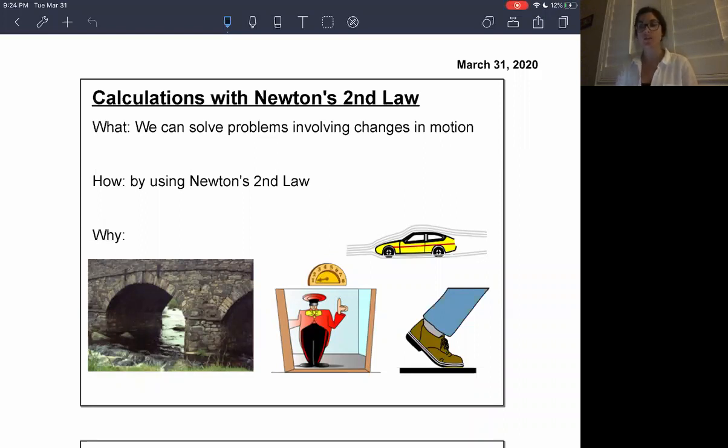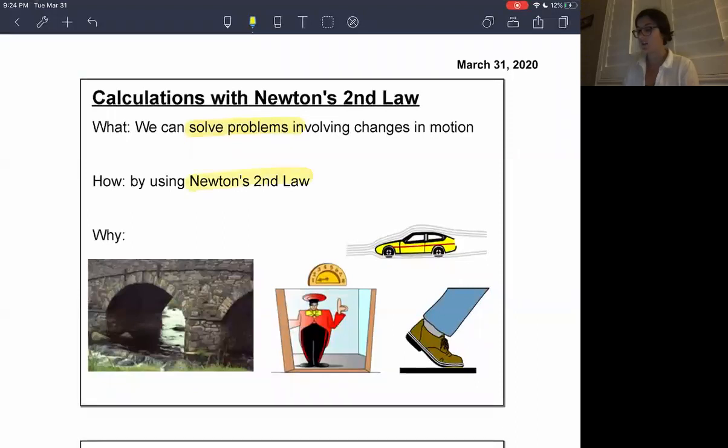Before I get started, one thing I'm going to remind you guys is you want to have a color coding device, and you're also going to want to make sure you have a calculator ready because it is going to involve some computations. So our goal by the end of this lesson is to solve problems involving changes in motion by using Newton's second law.